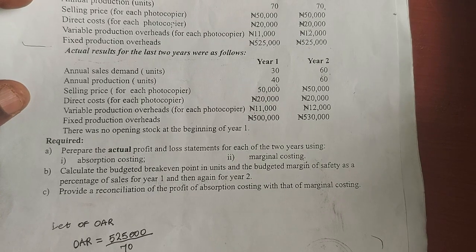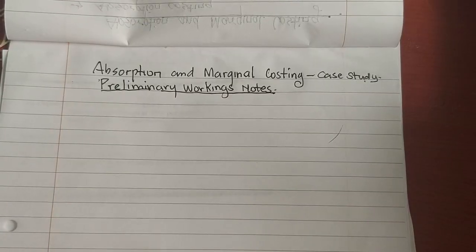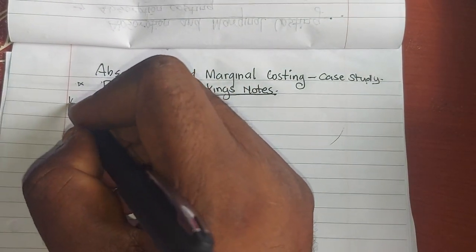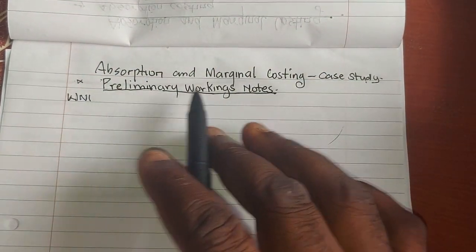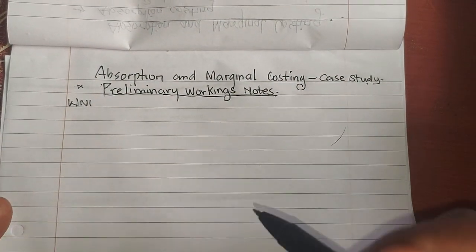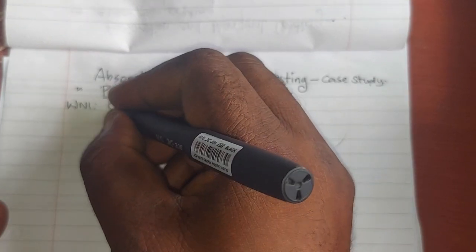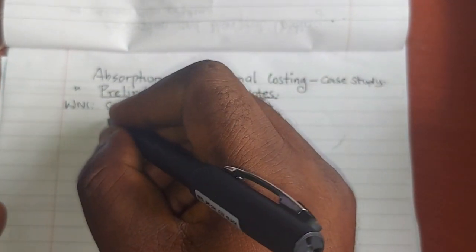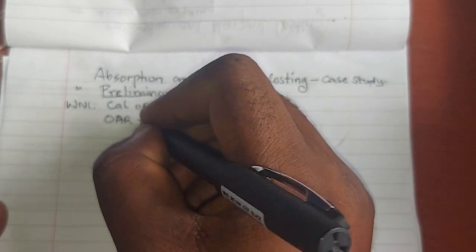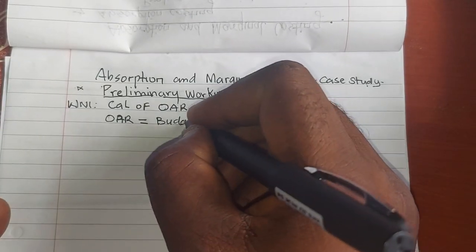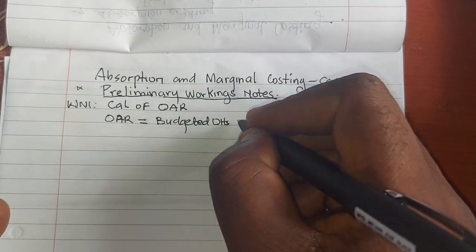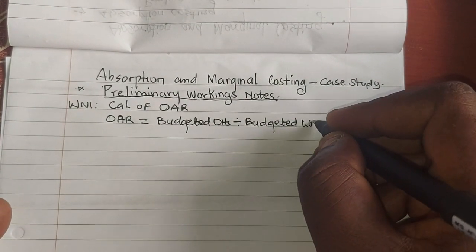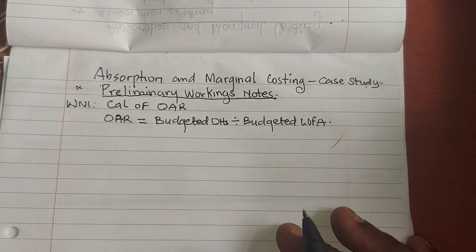The first thing to do is to carry out some preliminary working notes. Our working note 1, when you are solving absorption costing, is to determine the calculation of OAR, and the formula for OAR is nothing but budgeted overheads divided by budgeted level of activity.